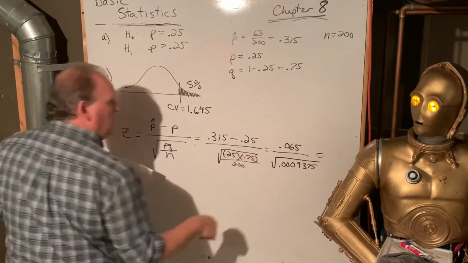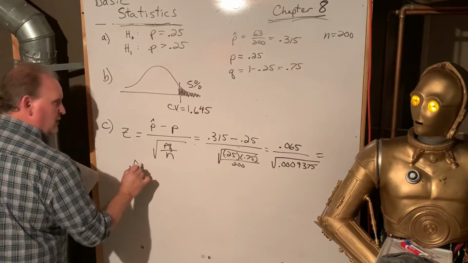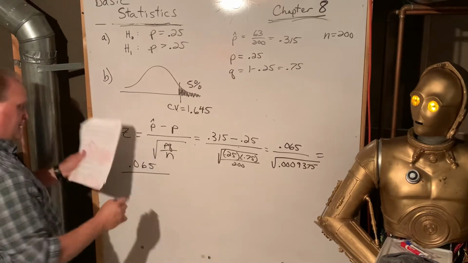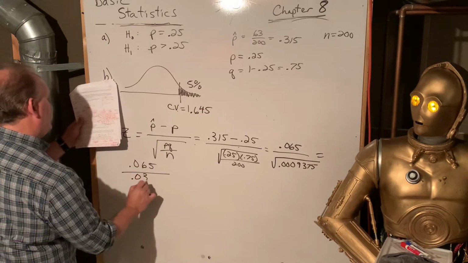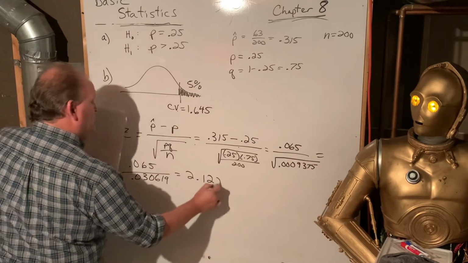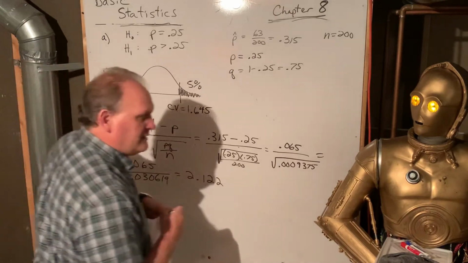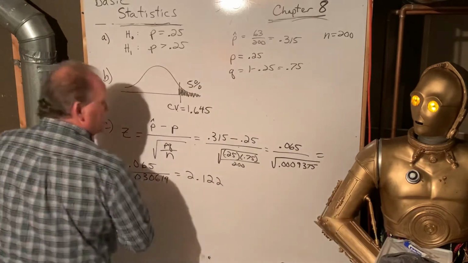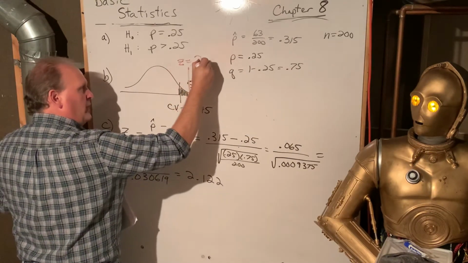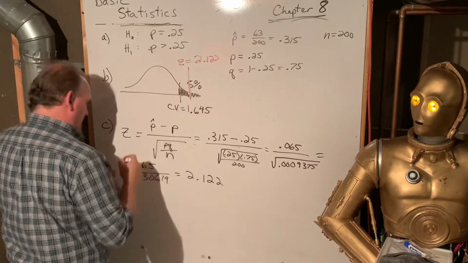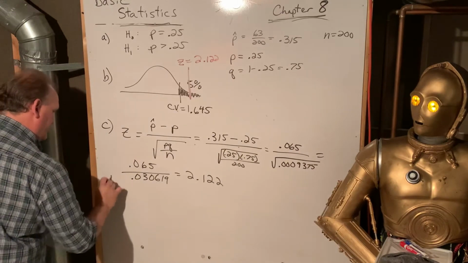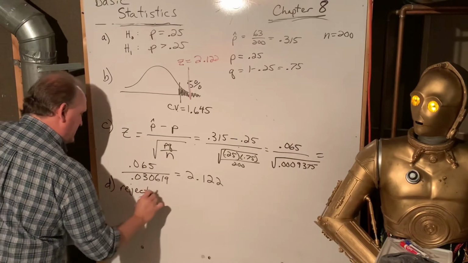All right, so now we continue that row. 6.5 divided by the square root of that number, which is not as little, 0.030619. When I divide, I get 2.122. So 2 standard deviations above the mean, 2.12, is right here. Our z-score is 2.122. Shaded area means reject the null. So we reject the null.